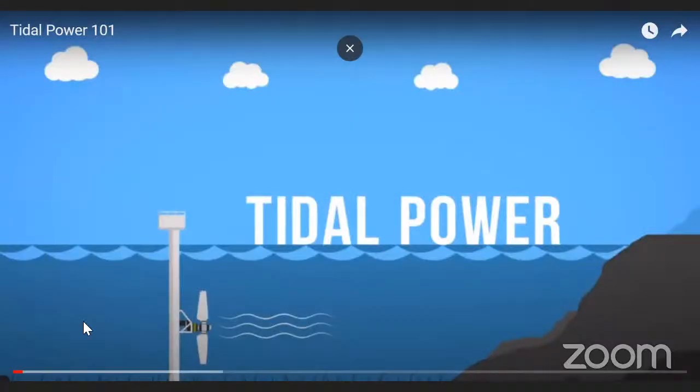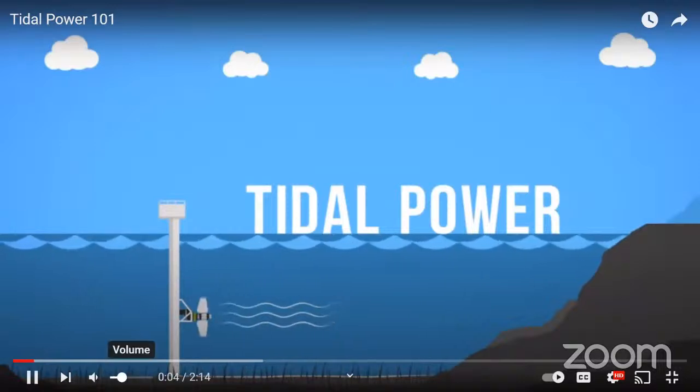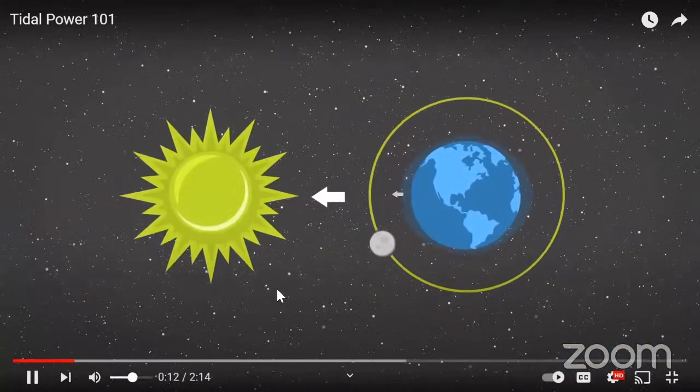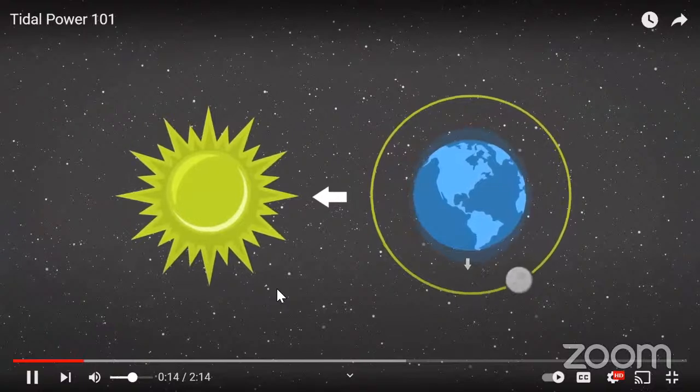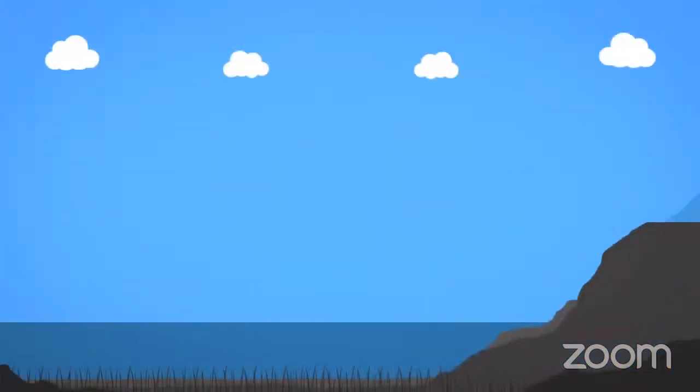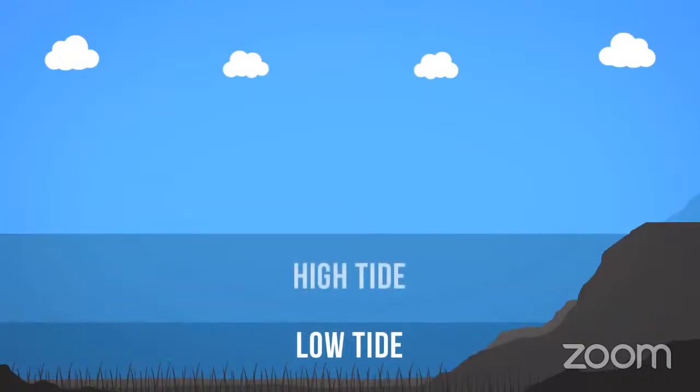Hey guys, this is the actual tidal power working. It is a form of hydropower that converts the energy from the natural rise and fall of the tides into electricity. Tides are caused by the combined effects of gravitational forces exerted by the moon, the sun, and the rotation of the earth. Tidal plants can only be installed along coastlines. Coastlines often experience 2 high tides and 2 low tides on a daily basis.